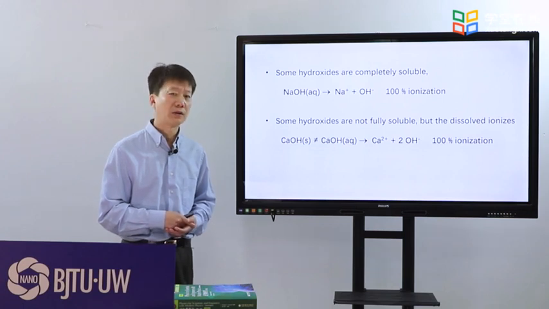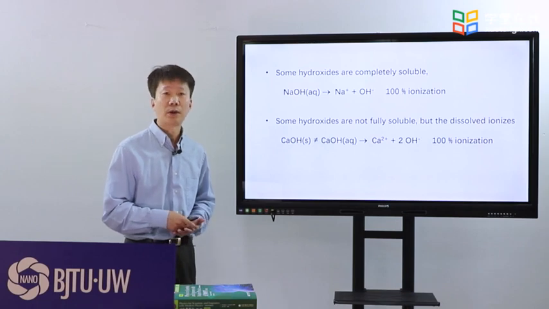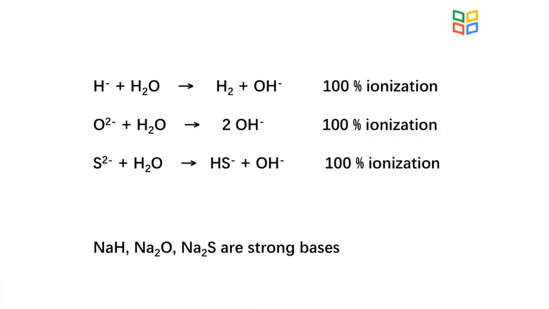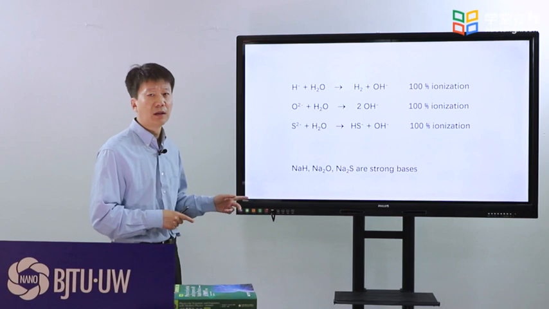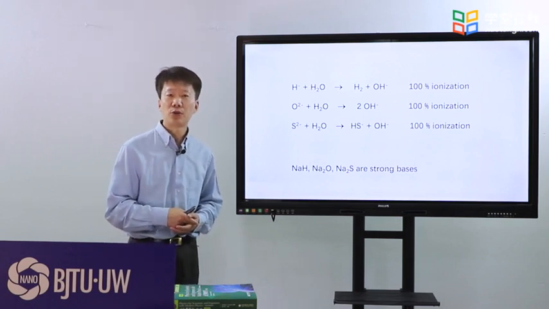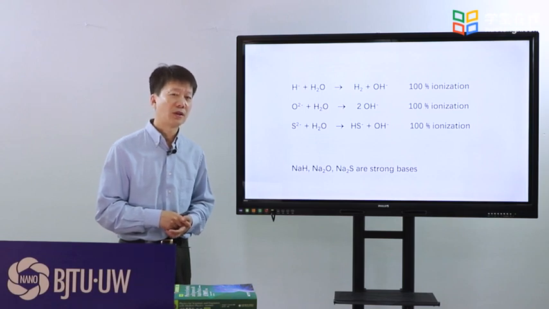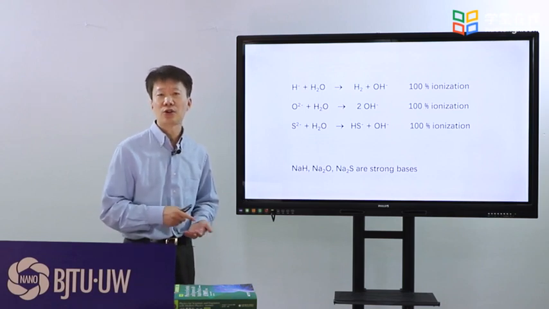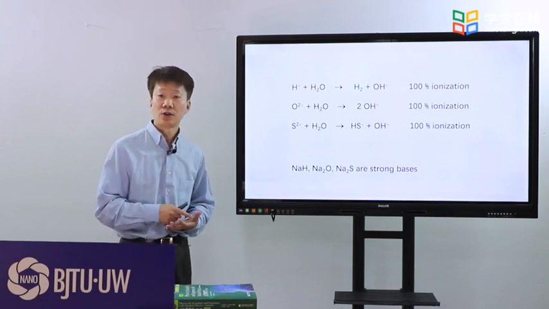These hydroxides generate OH- ions directly in water, while the ions shown in the table act as strong bases because they react with water. See the slide. The reaction goes to 100% completion, so the salts with these ions are strong bases, such as sodium hydride, sodium oxide, sodium sulfide.